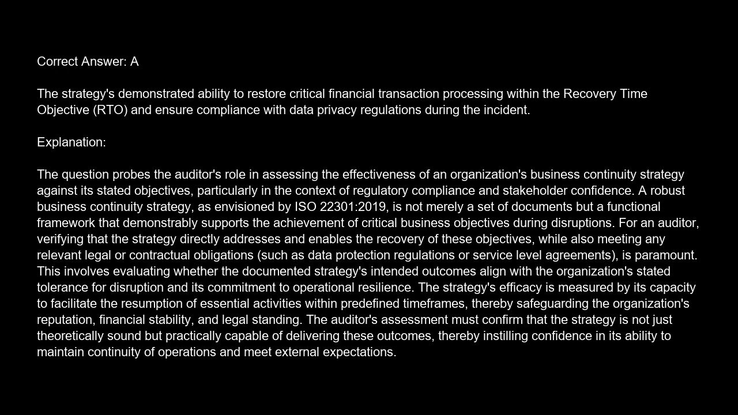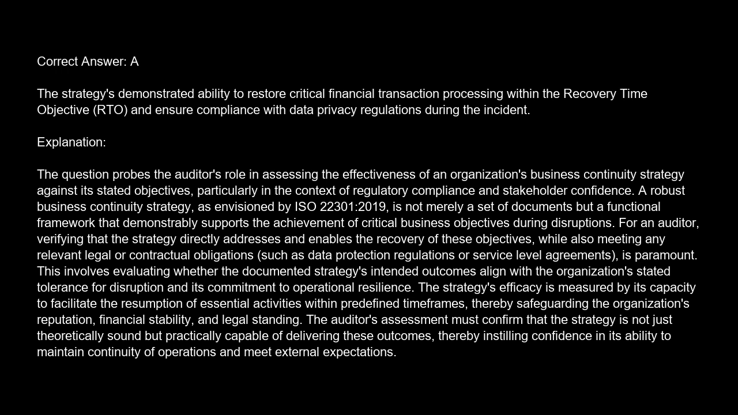A robust business continuity strategy, as envisioned by ISO 22301-2019, is not merely a set of documents but a functional framework that demonstrably supports the achievement of critical business objectives during disruptions. For an auditor, verifying that the strategy directly addresses and enables the recovery of these objectives, while also meeting any relevant legal or contractual obligations, such as data protection regulations or service-level agreements, is paramount.